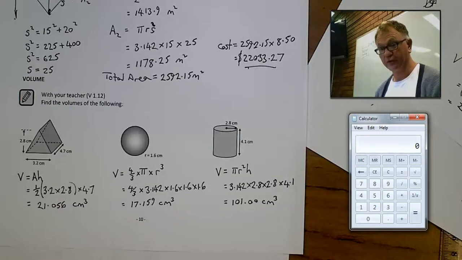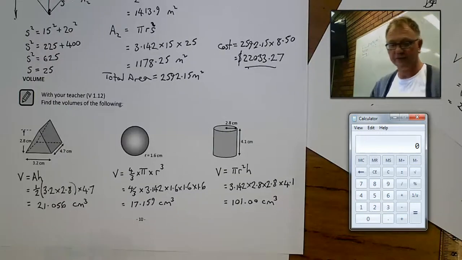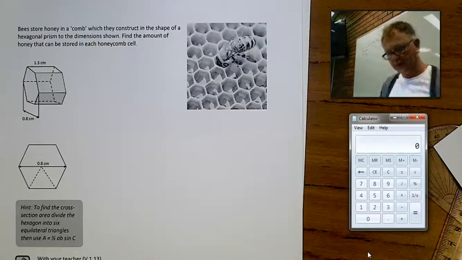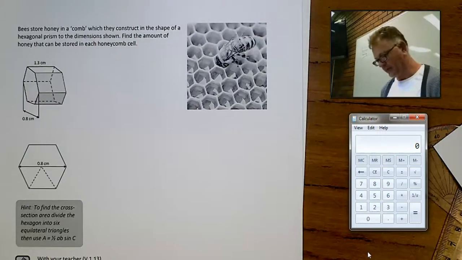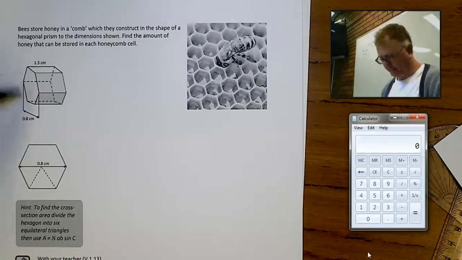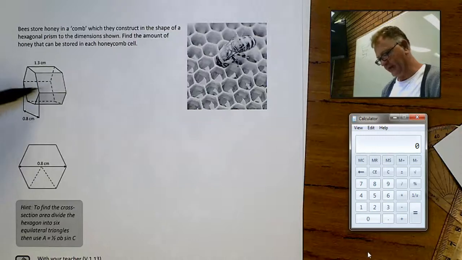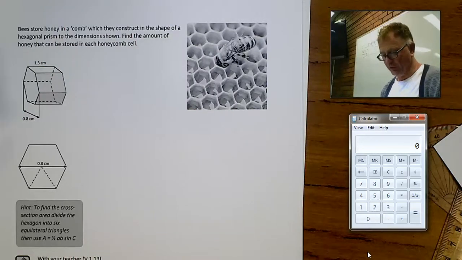I'm going to pause because we've got some questions over on the next page. And the question asks us to work out the volume of a honeycomb cell, and we've got the dimensions of it here. Now to do that, it's a prism, so its volume can be worked out using the formula volume equals area of base times height. Now the area of the base, or the shape of the base, is this hexagon. We don't know too much information about it. So to work out the area of a hexagon, it's not one of the ones we've normally got formulas for.